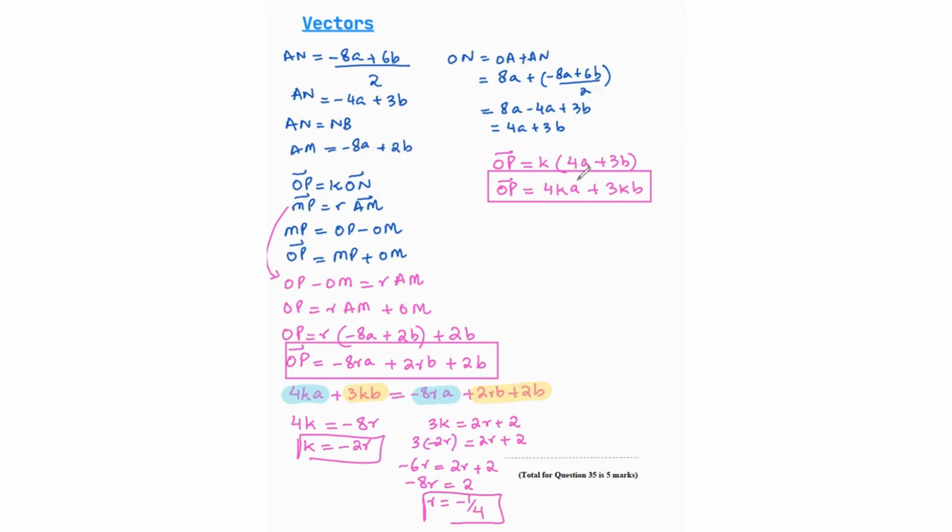So if we use this, k would be negative 2 times negative 1 over 4, which is 1 over 2. That's k. So OP is 4 times 1 over 2 a plus 3 times 1 over 2 b, which is 2a plus 3 over 2 b. That is your vector OP.